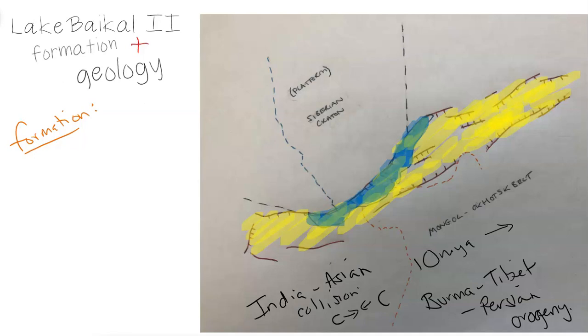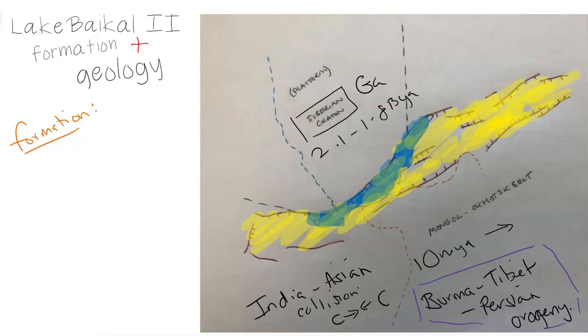And it's causing the Tibetan Plateau and this very large, long orogeny belt. And Lake Baikal is not close to it, but it's definitely connected geologically and tectonically. And we can discuss that it's between the Siberian Craton, which is very old. The southern part is between 2.1 to 1.8 billion years old, or Ga, which is Giga annum in geology speak. And most of Siberia actually dates back to about 3.2 billion years ago.